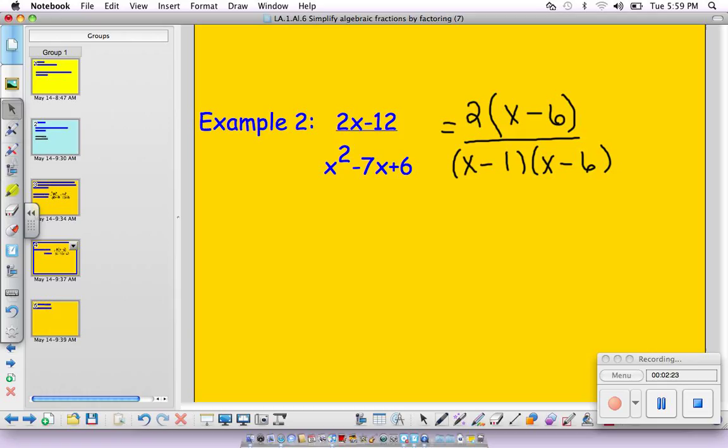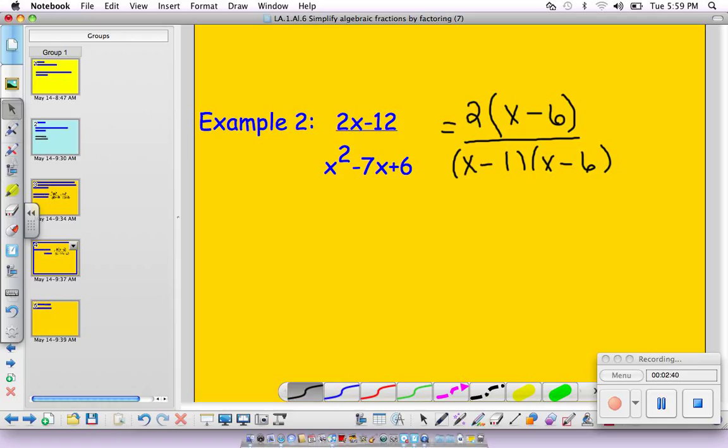X times x is x squared. Outside times outside would be negative 6x. Inside times inside would be negative 1x. That would give me my negative 7. And last times last would be 6. So I know I factored correctly.